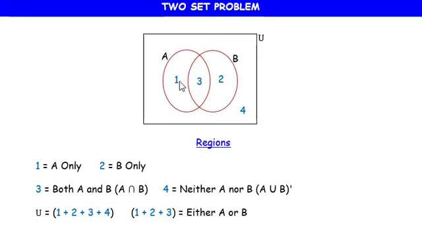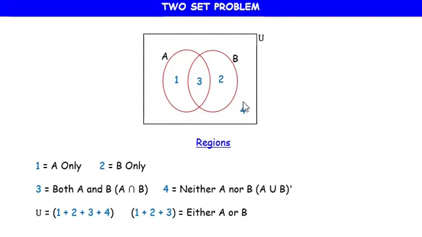Now region 1 represents those who belong to set A only. So it means that any member you find here does not belong to set B. He is exclusively part of set A, but does not belong to set B. Similarly, when you pick region 2, any member in this region belongs to only B. So the member here has got nothing to do with set A, right?